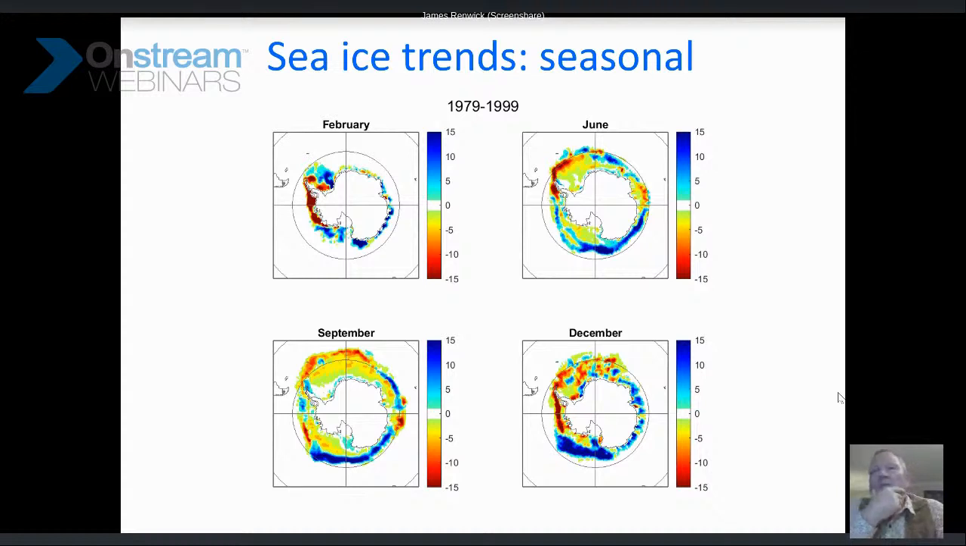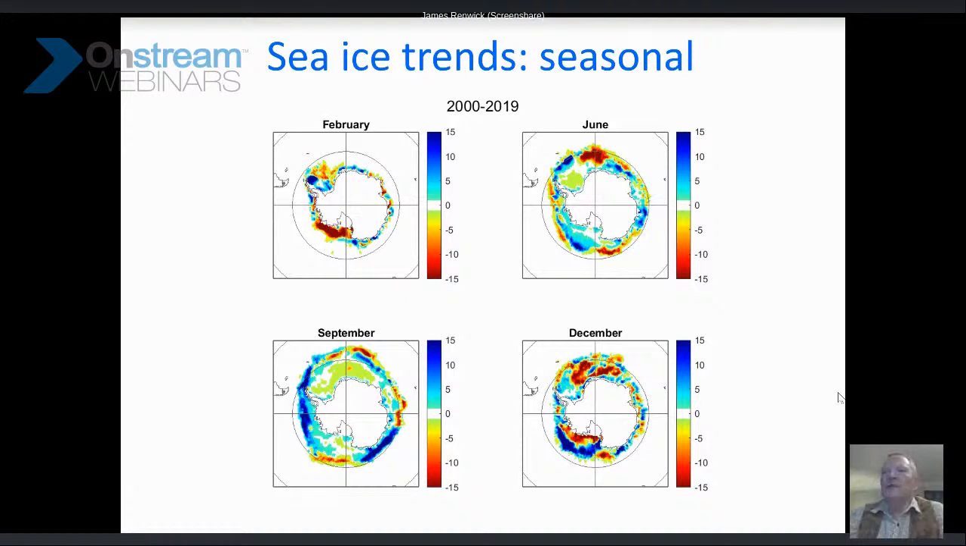And in February, when the ice is at its minimum, you have very strong decreases in the amount of ice just west of the Antarctic Peninsula and so on. And then if you look at the second 20-year period, so from 2000 to 2019, you see some big changes. So here's 79 to 99, and then 2000 to 2019.